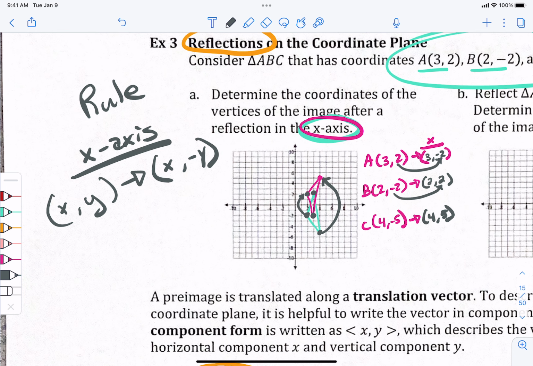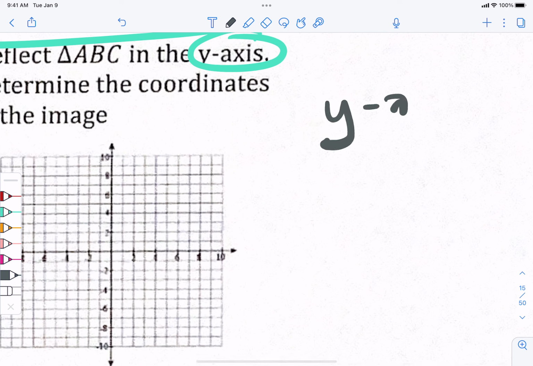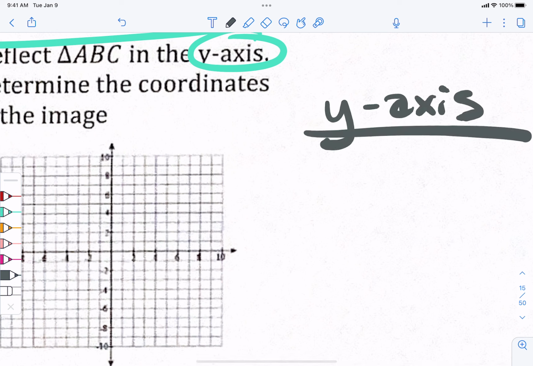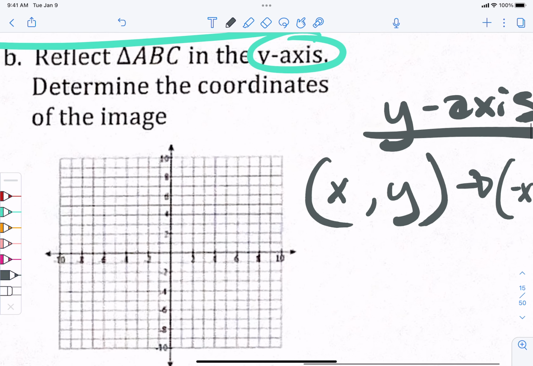Now over here, if we're going across the y-axis, I'm going to put the rule over here. If you go over the y-axis, and you had to guess, the x-coordinate is going to change. It's the opposite. The opposite coordinate changes sign. Over the y-axis, the x-coordinate is going to change sign.